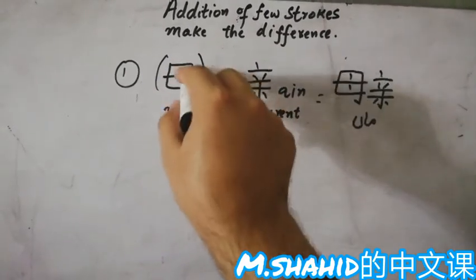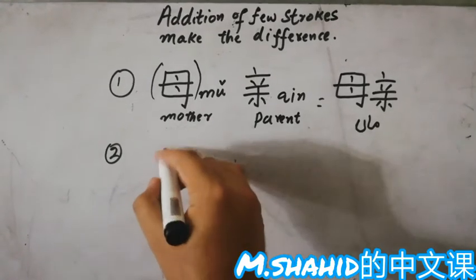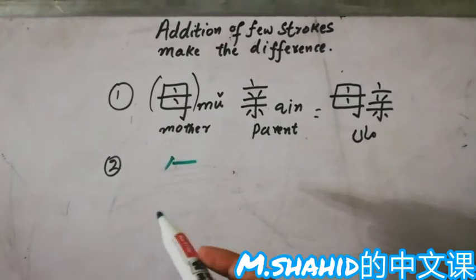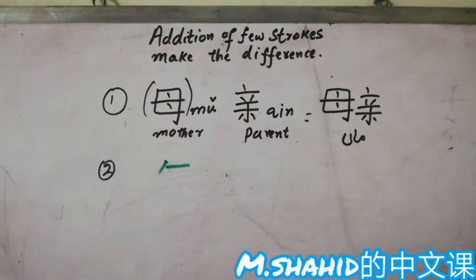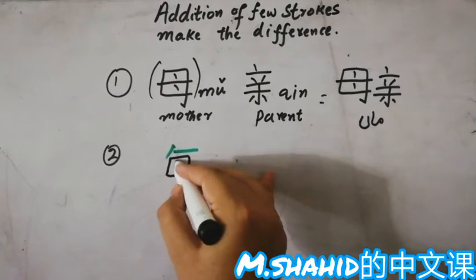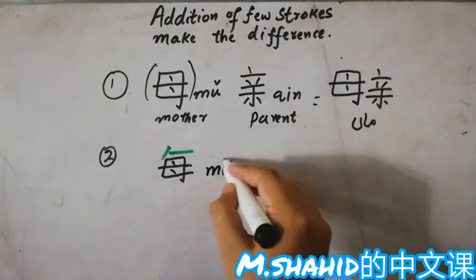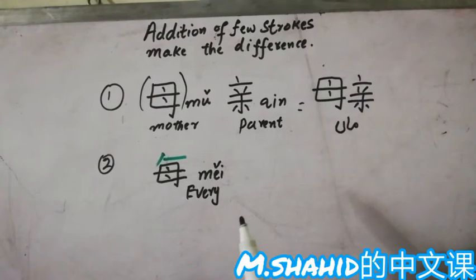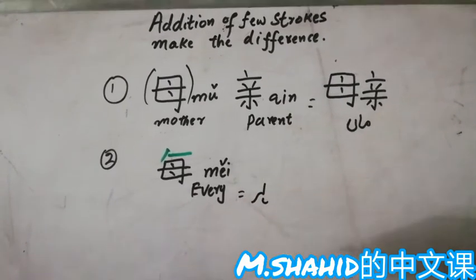I'm just going to add a few strokes, two strokes, and it will become a different character. Just these two: pie and heng. I will keep the other strokes of the character the same. And this becomes mei. Mei means every. In Urdu, it means har.